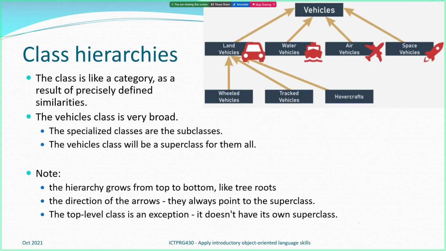When we look at it, it's like the roots of a plant, coming down from the top. All your information is pointing up towards the superclass, which is the top tier of the class. That's the one that doesn't have any other classes above it.